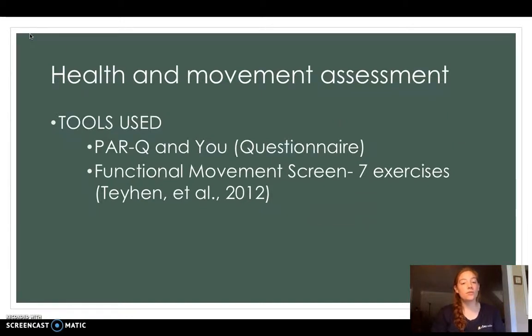The tools that I used: the PAR-Q and U questionnaire, which is a series of questions that the client answers that are going to highlight any problems that they might have, highlight any risk factors, and the functional movement screen. The functional movement screen consists of 7 exercises, including the deep squat, the hurdle step, the inline lunge, the shoulder mobility test, active straight leg raise, trunk stability, push-up, and rotary stability.